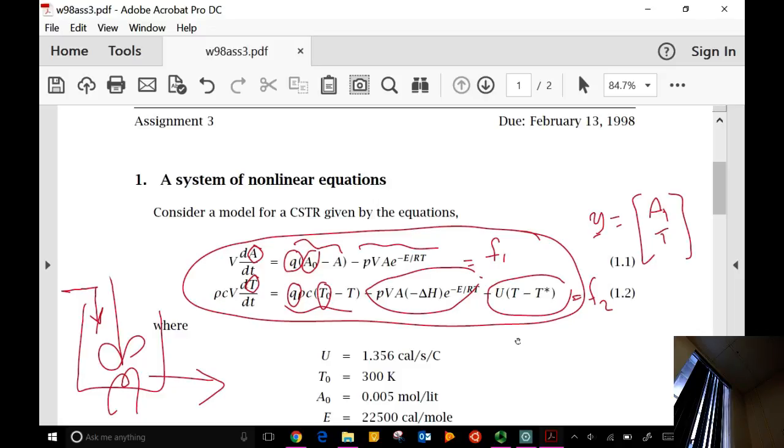And then here also a appears linearly, so the derivative of a with respect to a will be 1. So it is minus pv e to the power minus e over r2. Okay? That will be the first term in the Jacobian.